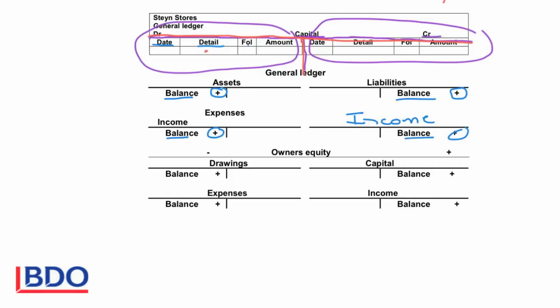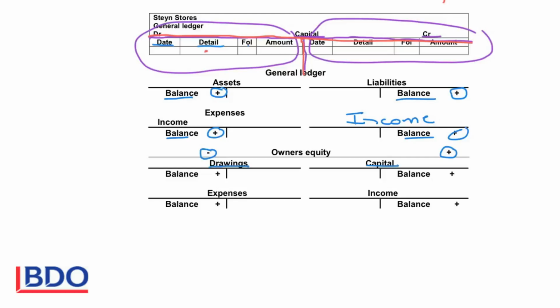Owner's equity is the interest of the owner in the business or the amount of money that the business owes the owner. That will increase on the credit side and decrease on the debit side. We open two accounts for the owner. The one account is capital and the other account is drawings.